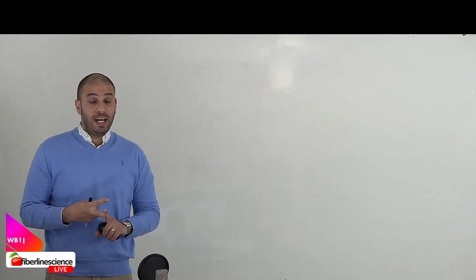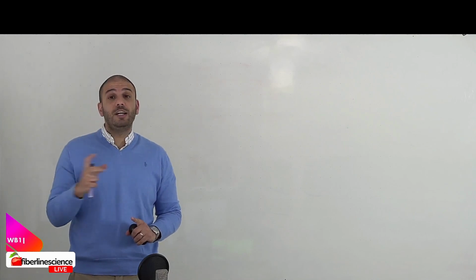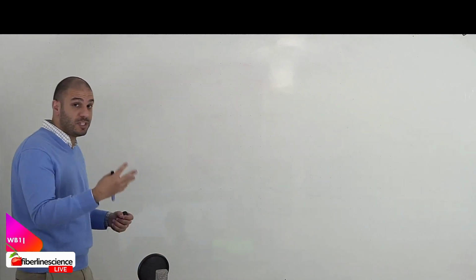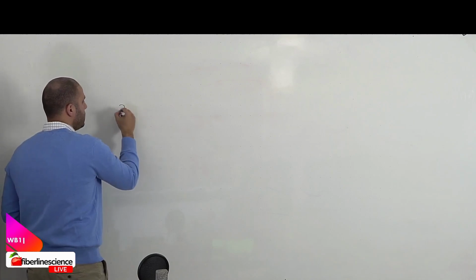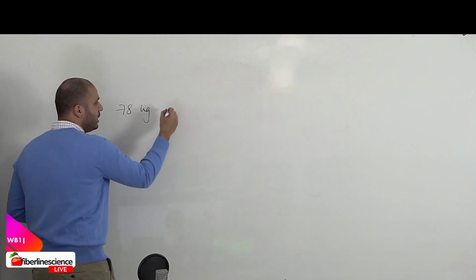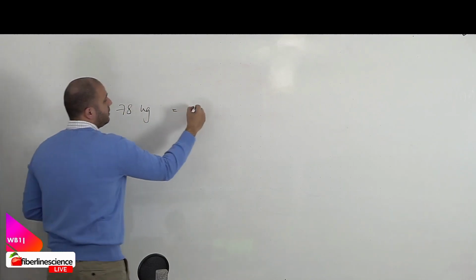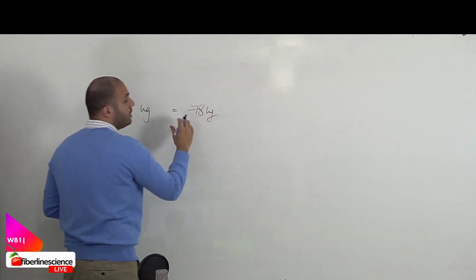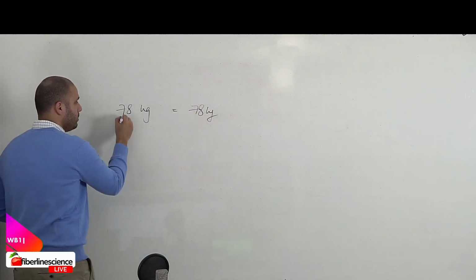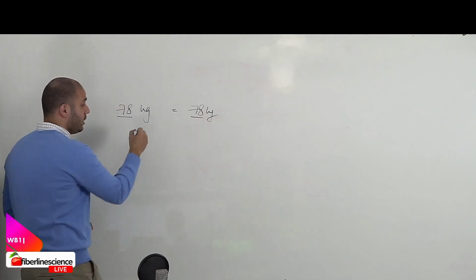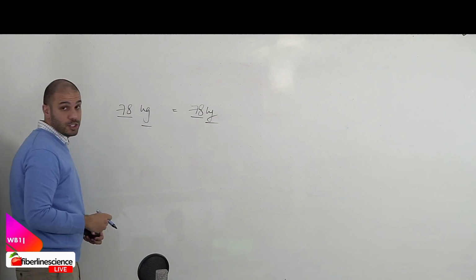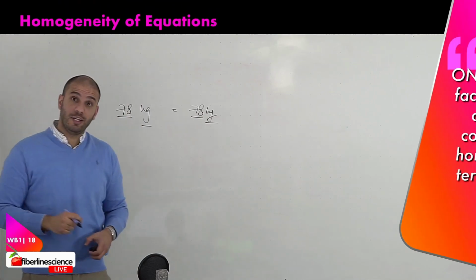Number one, it needs to be equal in terms of the amounts presented on the left hand side and the right hand side. If the answer to an equation is, say, 78 kilograms on the left hand side, that needs to be equal to 78 kilograms on the right hand side. So it needs to match in terms of values, but it also needs to match in terms of units, in terms of base units actually.